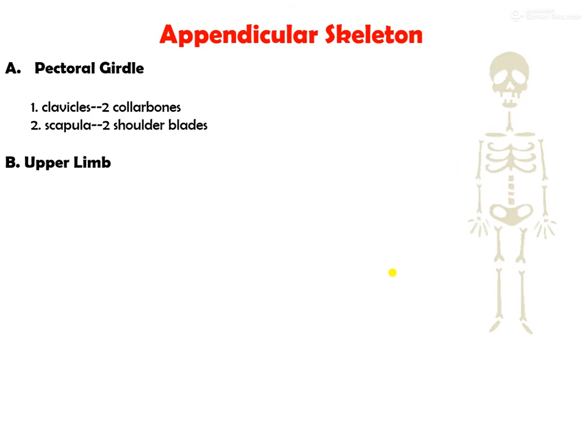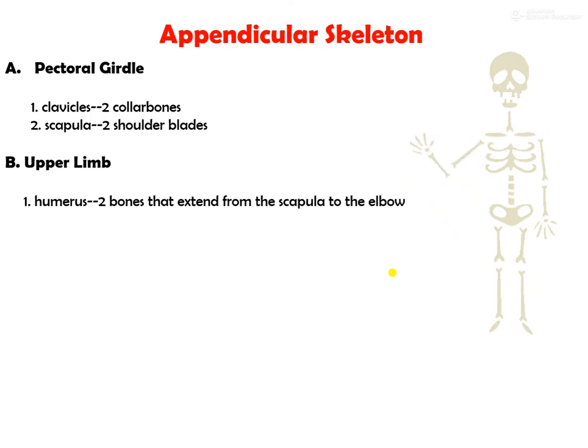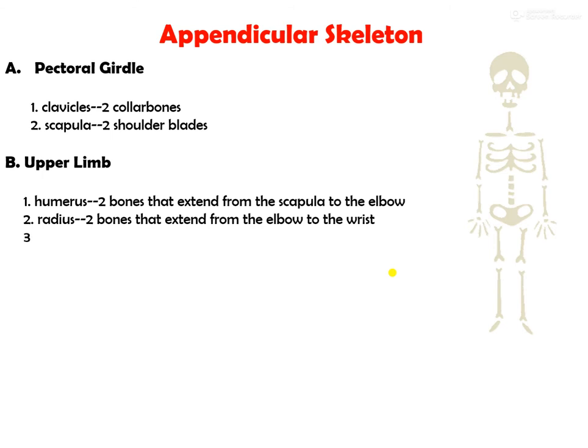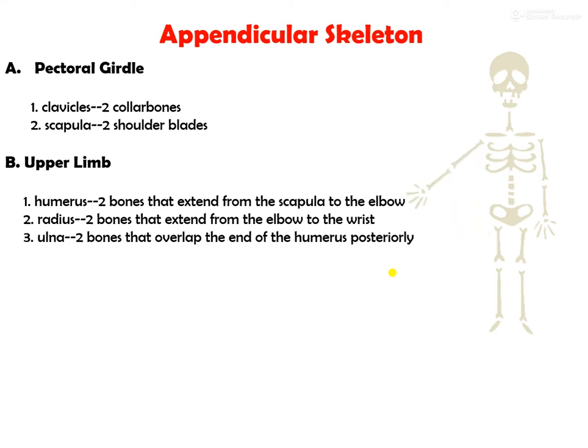Next one is the upper limb. First one is the humerus. They are the two bones that extend from the scapula to the elbow. Next one is the radius, which are the two bones that extend from the elbow to the wrist. Next is the ulna. They are the two bones that overlap the end of the humerus posteriorly.